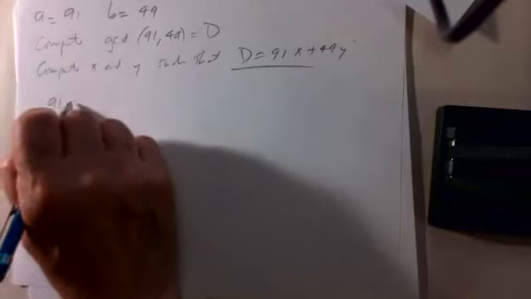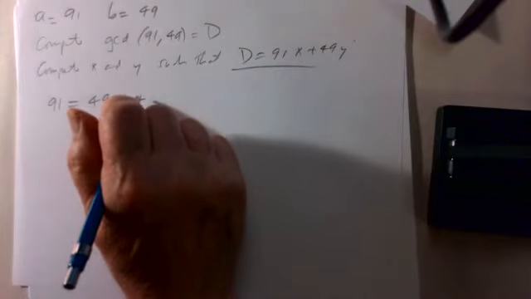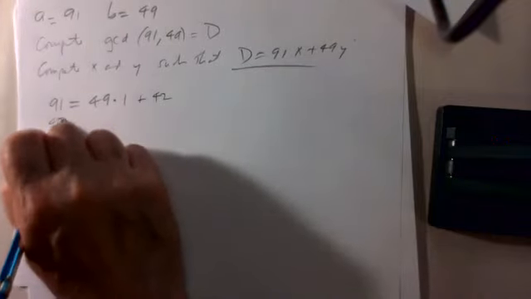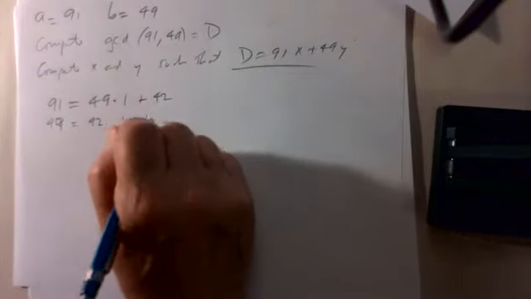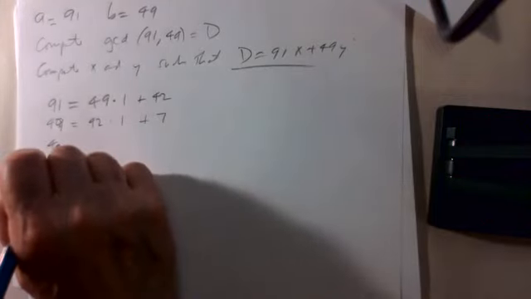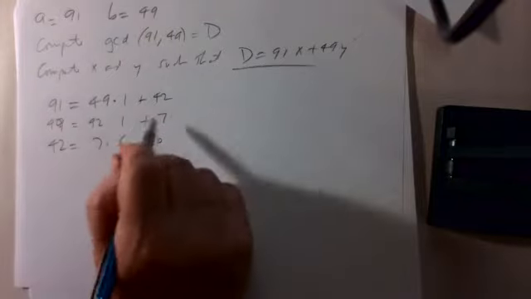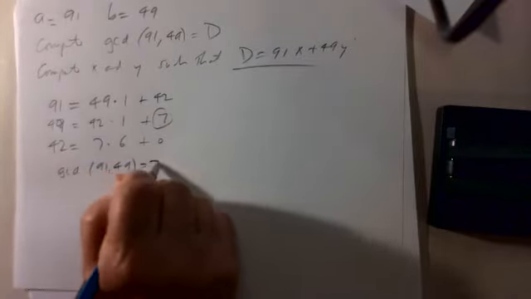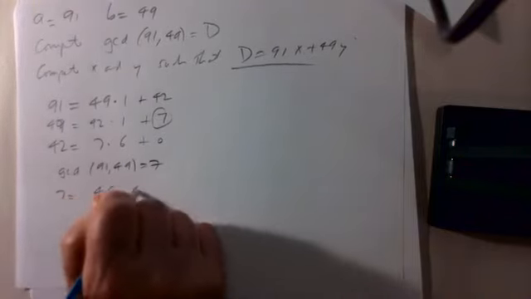So we take 91 divided by 49, we get a quotient of 1 and a remainder of 42. Take 49 divided by 42, you get a quotient of 1 and a remainder of 7. Take 42 divided by 7, you get a quotient of 6 and a remainder of 0. So the GCD of 91 and 49 is the last positive remainder, which is 7. And 7 is 49 minus 42.